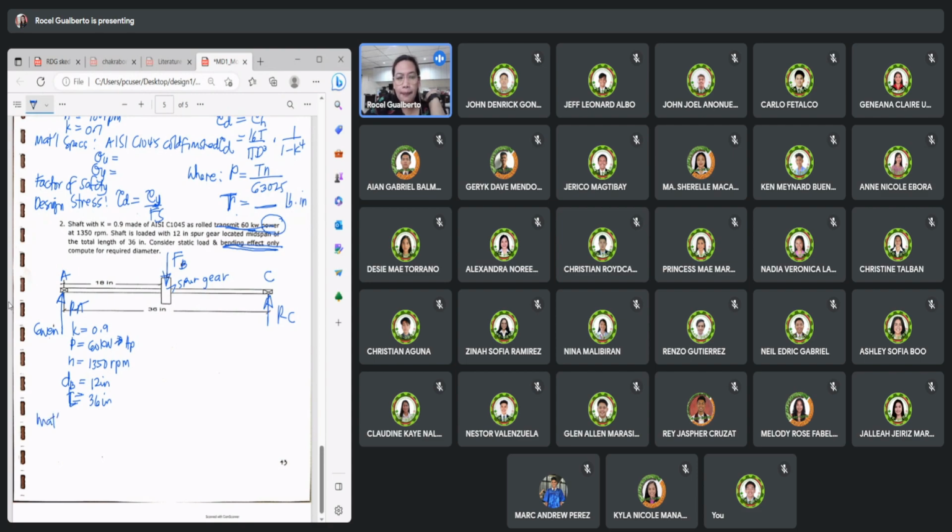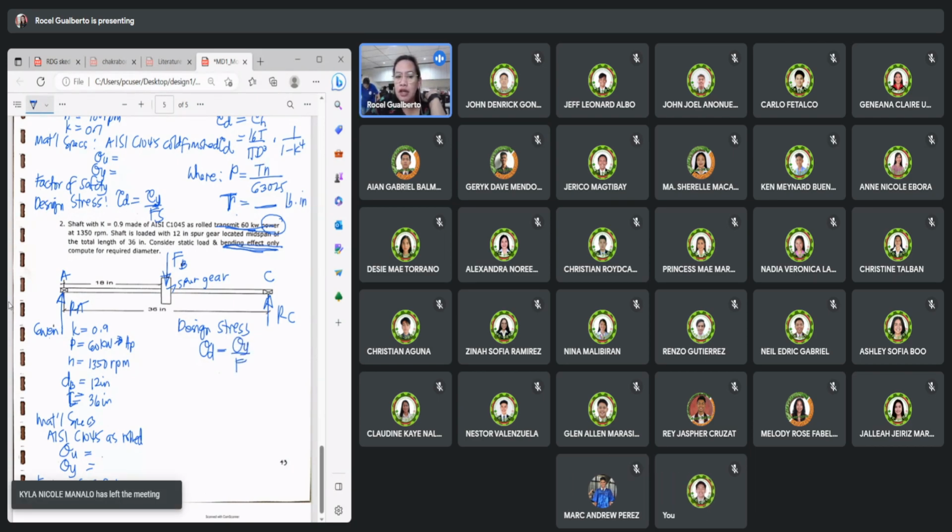Material: AISI C1045 as rolled. So find value of sigma U, sigma Y. Okay? Factor of safety. So pakihanap po ulit sa table 1.1. And then we'll have the design stress. So this time, this is under pure bending. So yung design stress po natin would be sigma D. Okay? Sigma D equal to sigma Y divided by factor of safety.